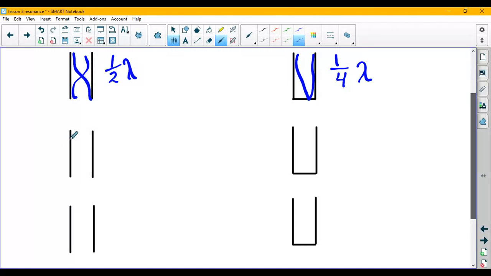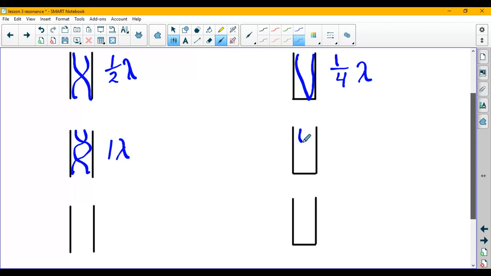What's the next possible pattern? Well, for the next possible pattern, I still need to have an antinode at the top and the bottom. So that would be this. This is the next possible pattern I could draw. And this has a full antinode in the middle, so half plus 2/4, which gives me 1 full wavelength long.